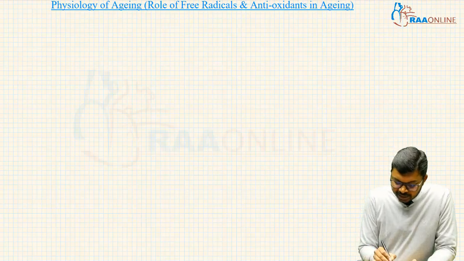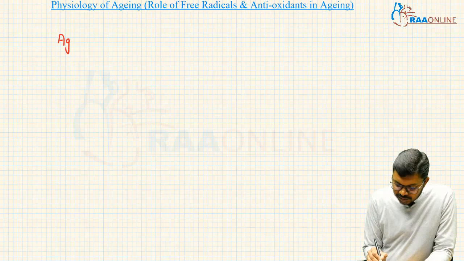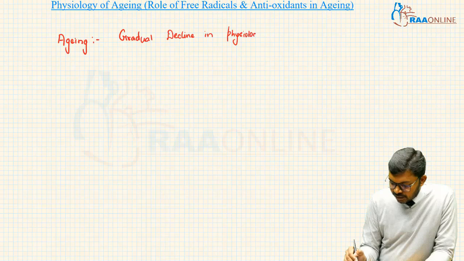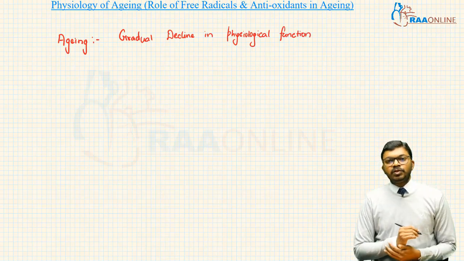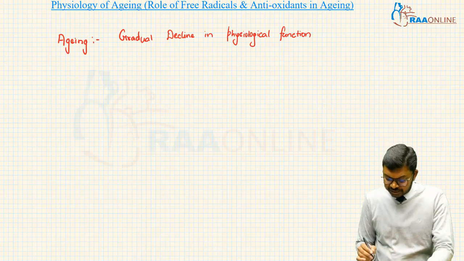What exactly is aging all about? When it comes to that word aging, this represents a gradual decline in physiological functions. When the body's capability to perform physiological processes goes down in a very gradual manner, this is what is called aging, guys. There is a gradual decline in physiological functions.